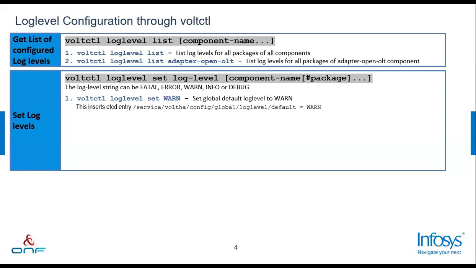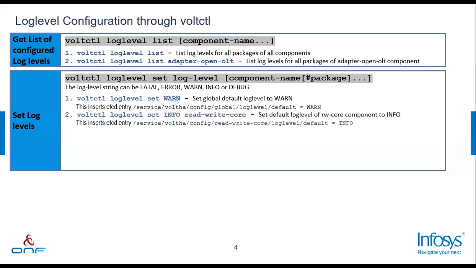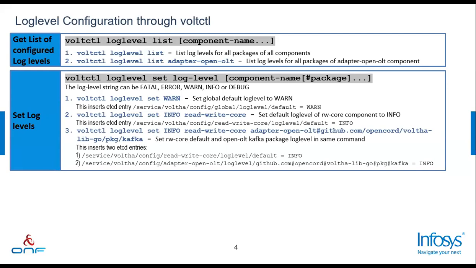It will insert an entry into etcd. Then you can also set the log level for a specific component. And then you can also set component log level for multiple component and package combinations in the same command. One thing you would have noticed is in the second entry when it is stored in etcd: because the slash character has special meaning in etcd, we change the slash character in the package name to hash.